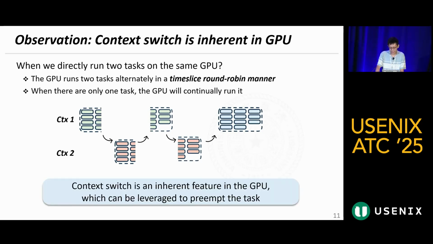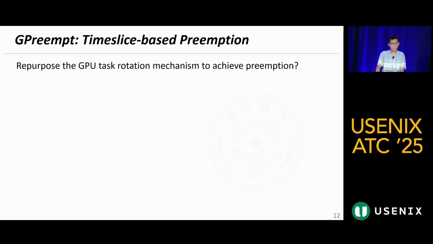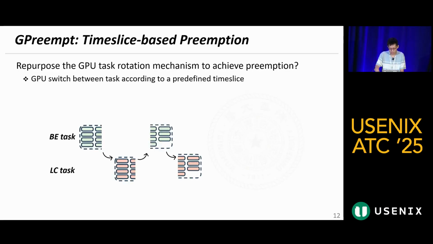From this, we can see context switch is an inherent feature in the GPU, which can be leveraged to preempt the task. This insight is the core of GPREEMPT. Although we cannot actively initiate a context switch, we can trigger it indirectly. We propose time slice-based preemption. Leveraging the existing switch mechanism, we repurpose it into preemption by adjusting the time slice.